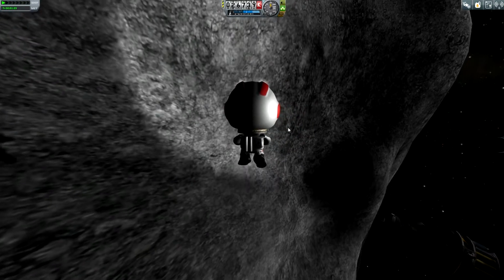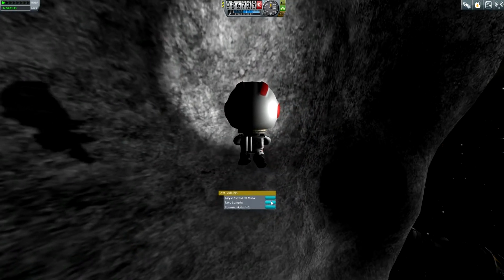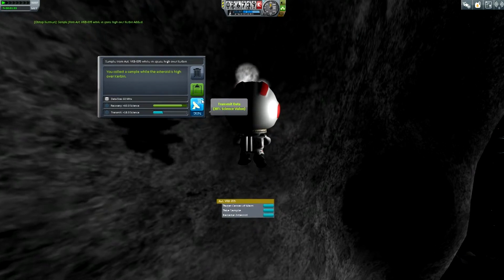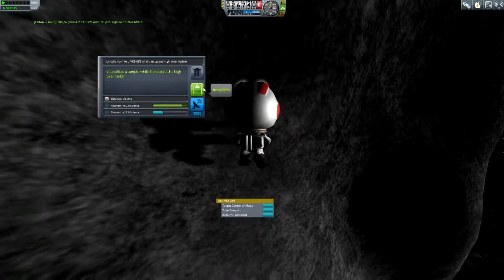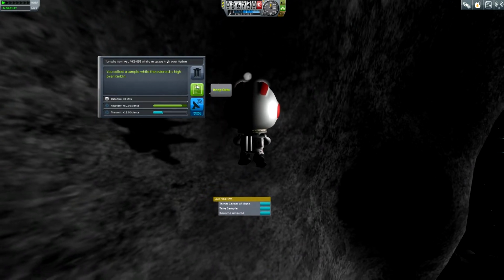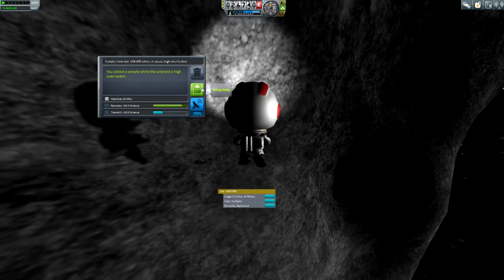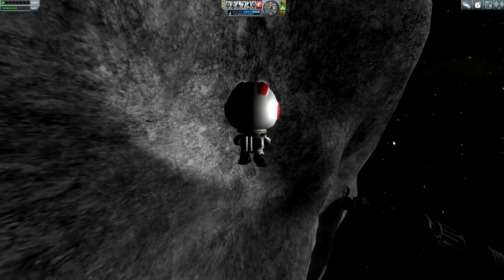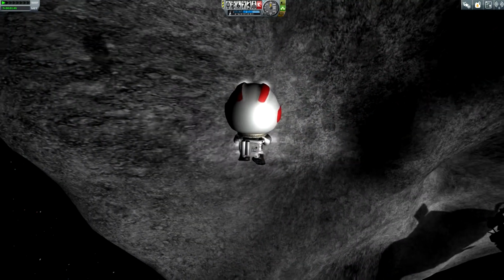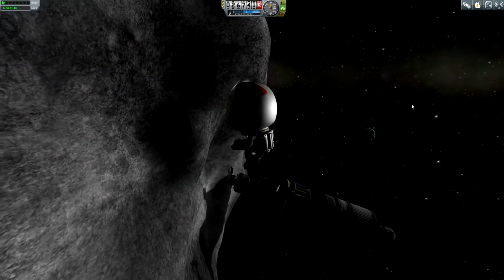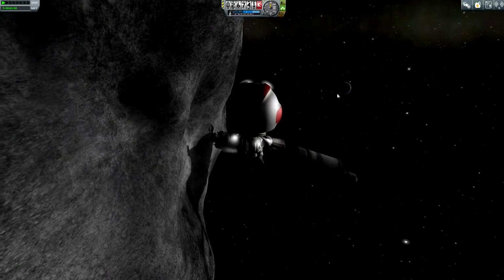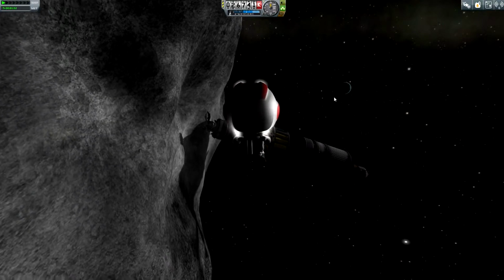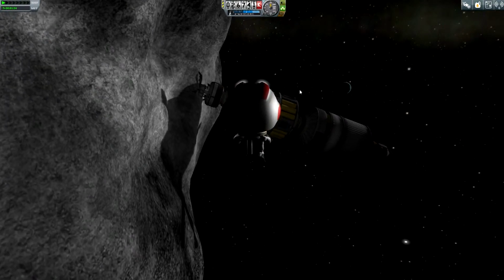So, at first, I'd like to take a sample. You collect a sample while the asteroid is high over Kerbal. Sample from asteroid VKB-095 while in space high over Kerbal. Okay, keep the data. Very good. Good job, Obtop. And oh, down there is Kerbal and the moon. This is really cool.